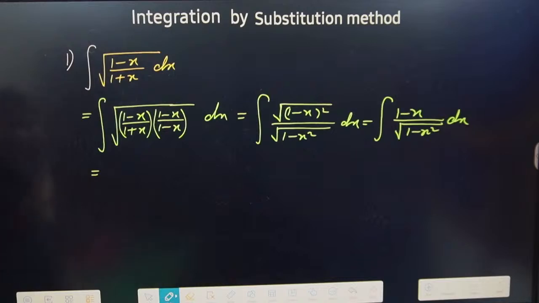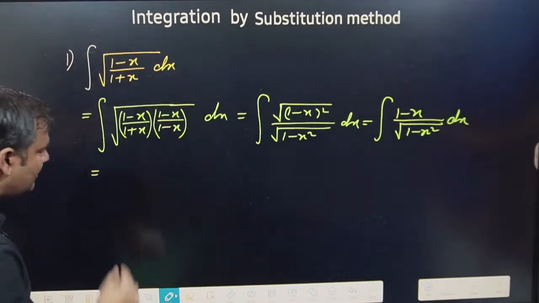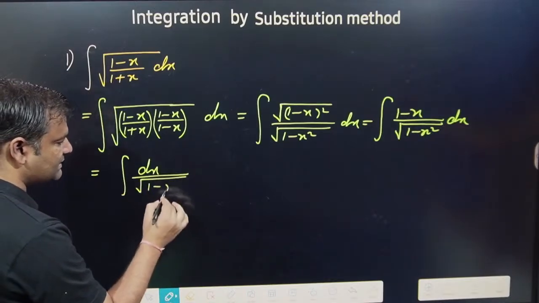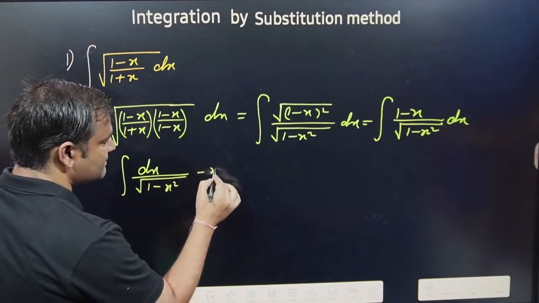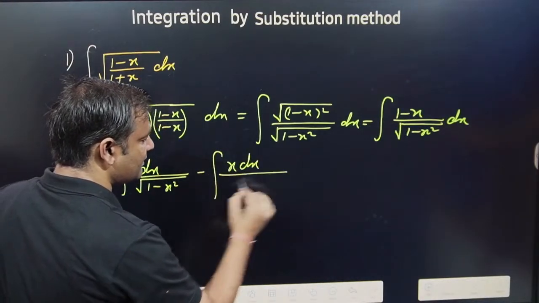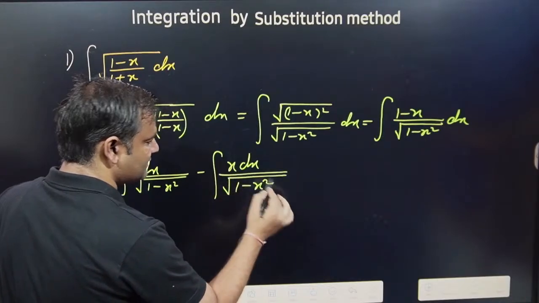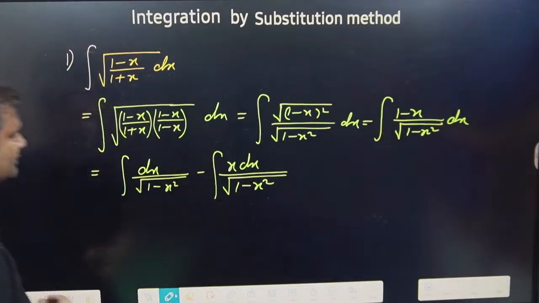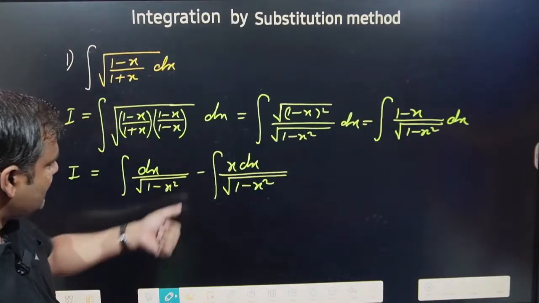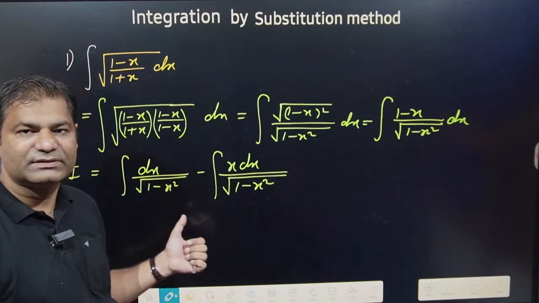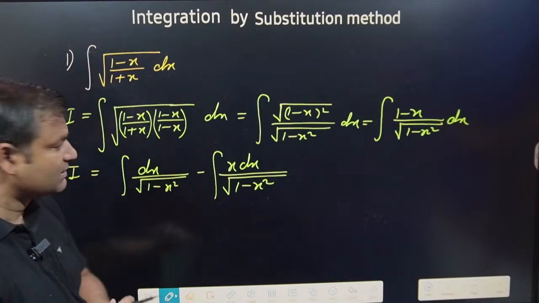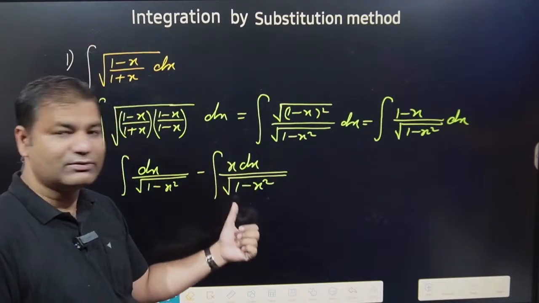Okay, how can we solve? Simply look here: dx divided by under root 1 minus x square, and minus x into dx divided by under root 1 minus x square. After that, look here very carefully. What about that value? Simply sin inverse x. If you write it in terms of cos inverse, then it is written as minus cos inverse x. Okay, and what about that value?